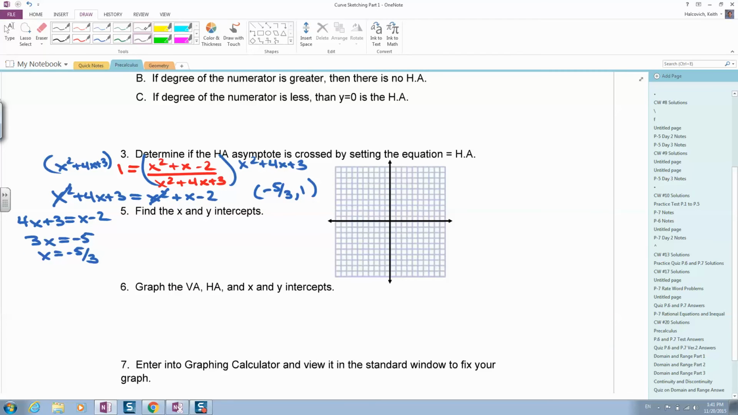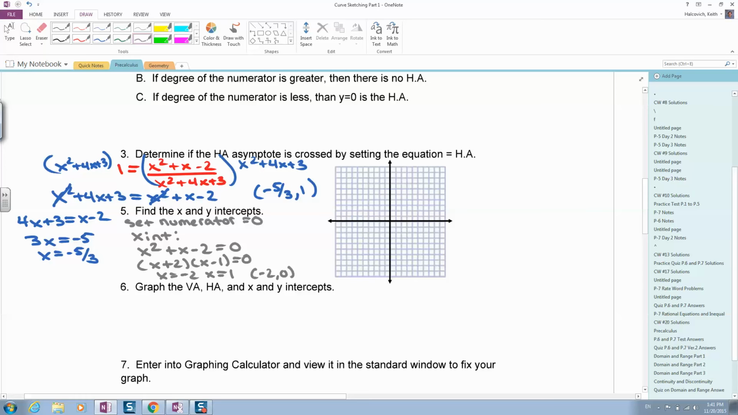To find the x-intercepts, we're going to set the numerator equal to 0. So for the x-intercept, that means we set x squared plus x minus 2 equals 0. We've already factored it to be +2 and -1. So that means x equals -2 and x equals 1 are the x-intercepts, which means it's -2, 0, and 1, 0.